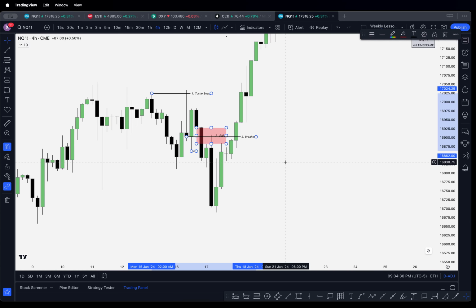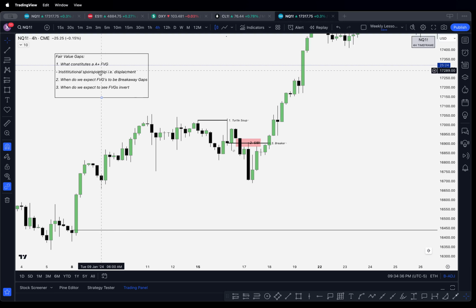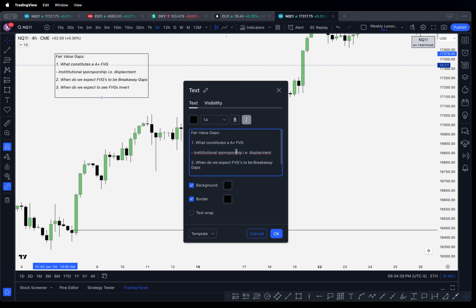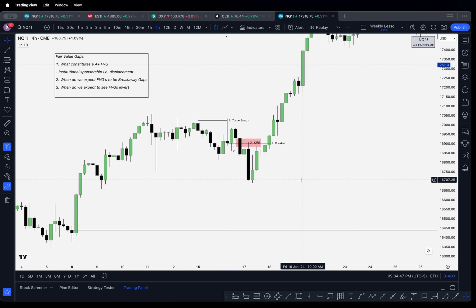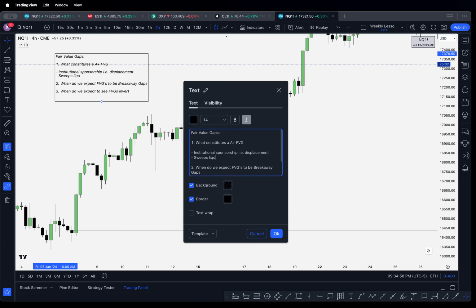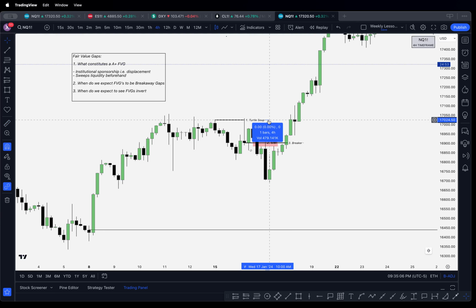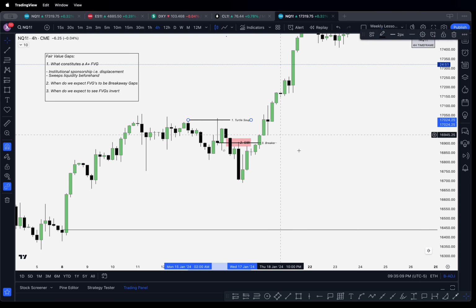Now, with respect to the fair value gap, based on that conversation we just had, we can add 2 points here. So what constitutes an A plus fair value gap? Institutional sponsorship. We want to see displacement. What else is going to make our fair value gap stronger based on that conversation we just had right here? There's 2 things. Takes liquidity. Sweeps liquidity beforehand. Now let's use some real SMC language. What does the liquidity sweep result in above that fair value gap? Why doesn't price need to go back there?